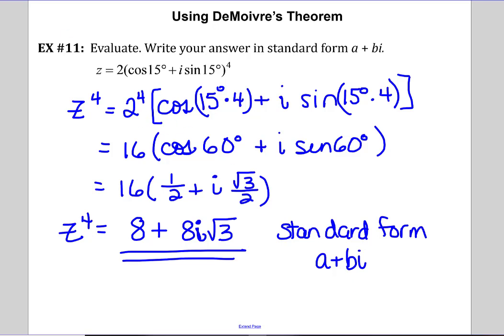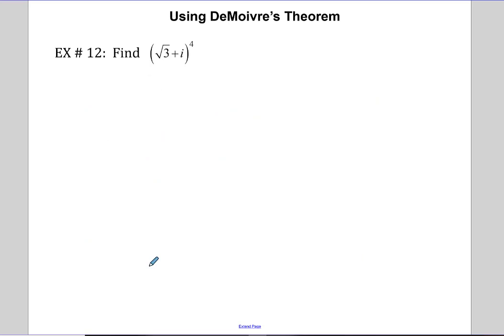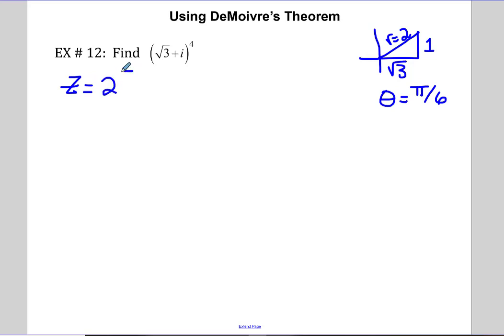So a couple more for you to try. In this case, we don't know our r value, so we want to raise this complex number to the 4th power. So we've got to figure out if you go square root of 3 to the right and 1 unit in the imaginary part, then our modulus is 2. And that's a 1, square root of 3, 2 triangle, so our angle is a 30-degree angle, or pi over 6. So our complex number is 2 cosine pi over 6 plus I sine pi over 6. And we want to raise that to the 4th power.